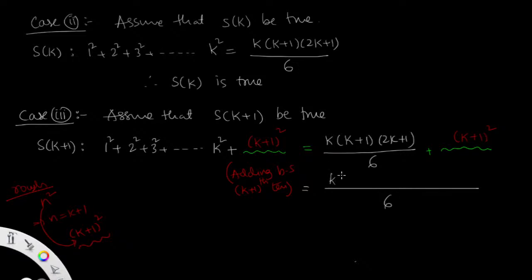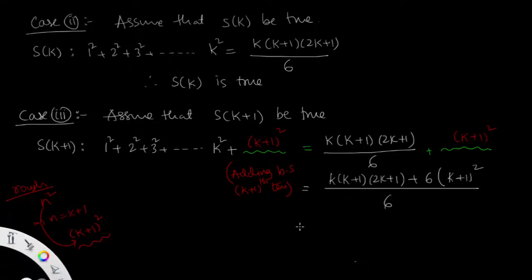Now k into k plus 1 into 2k plus 1 plus 6 times k plus 1 whole square. It is in the form of a plus b whole square, a square plus b square plus 2ab. Now again simplify k plus 1 whole square. Taking the LCM also, we can simply write k plus 1 whole square.